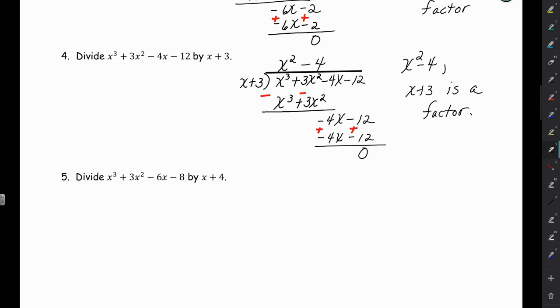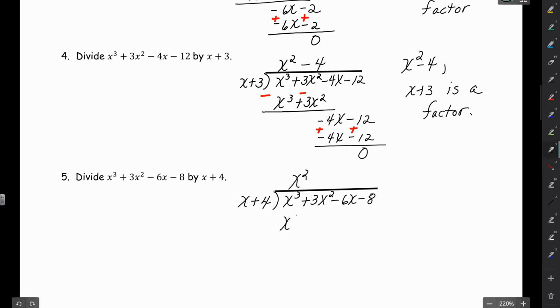And our last one, all right, x times what gives me x cubed? That would be x squared. And then x squared times 4 gives me 4x squared. Do a sign change. And we get minus x squared. Bring down the minus 6x and the minus 8.